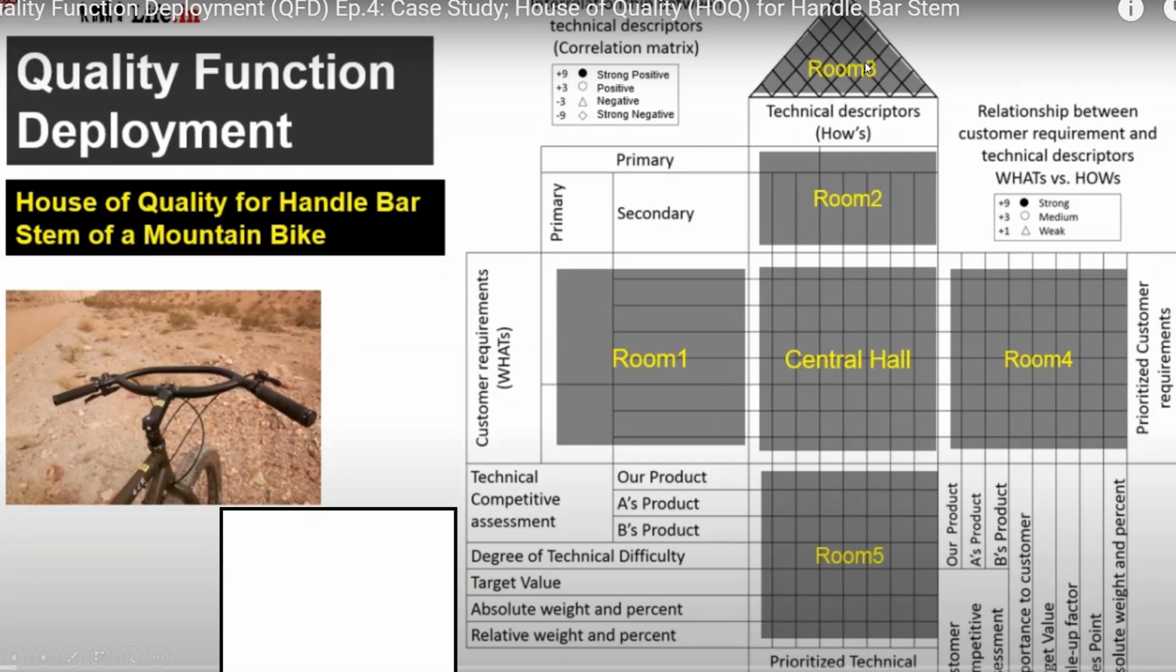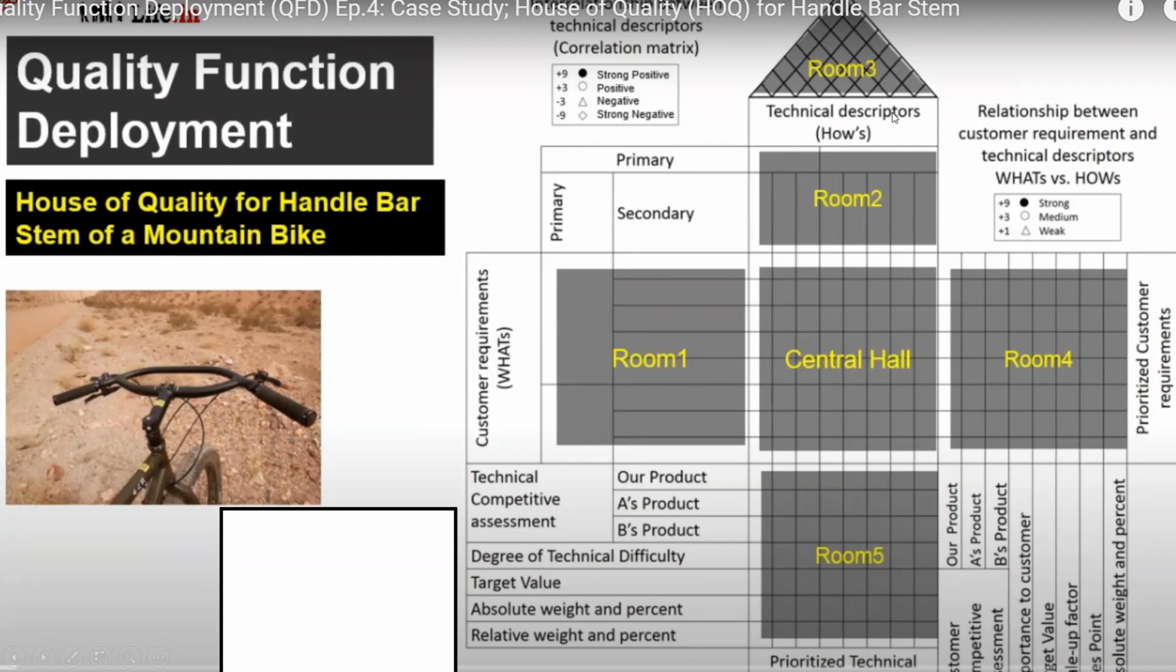Room number 3 is the relationship between the hows. The central hall is the relationship between room 1 and room 2. Room 4 is the condition of the calculation. A lot of calculation, inputting a lot of values. We will go through one by one. Room 4 will focus on the what, linked to the what.